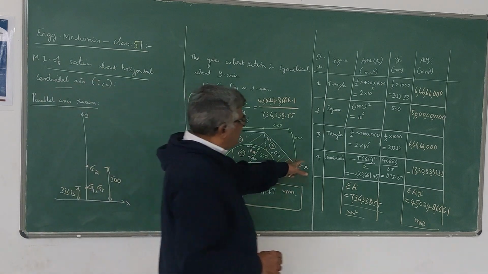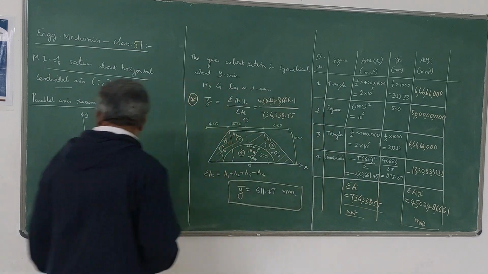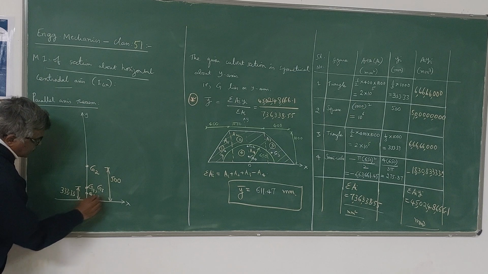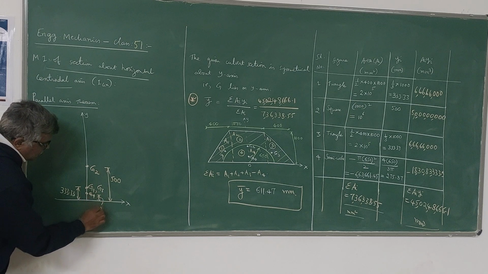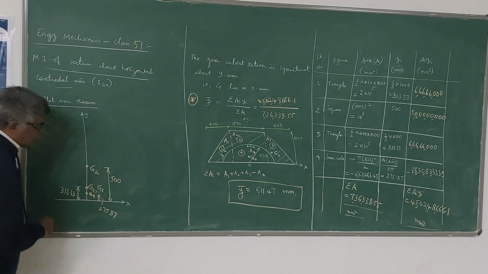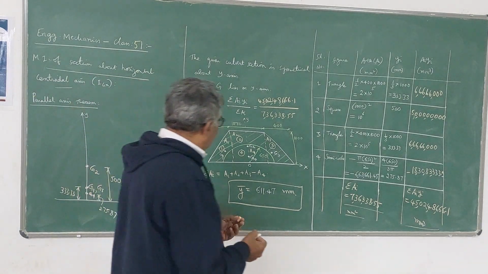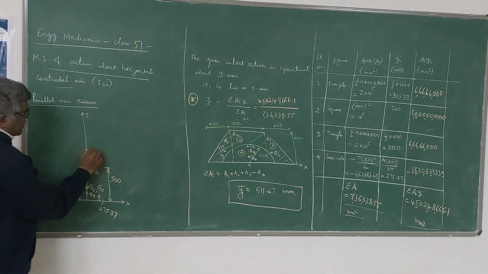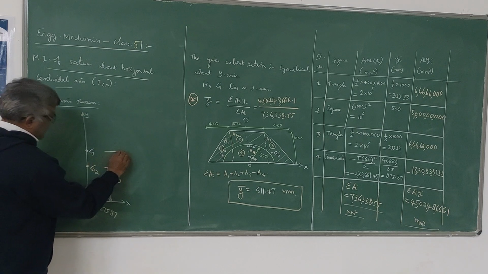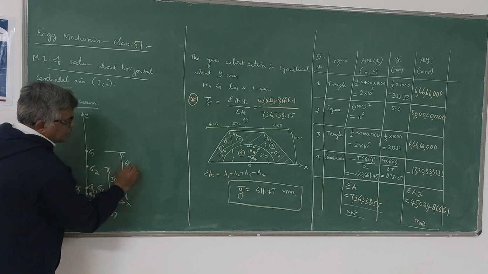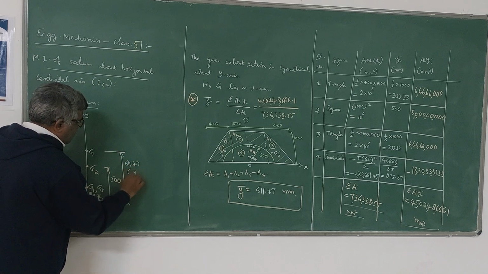G4 is at a distance of 275.87 mm, and it will be here only. This is not to scale, please note. And G will be at a distance of 611.47, somewhere here. This is G, so this is your y bar.